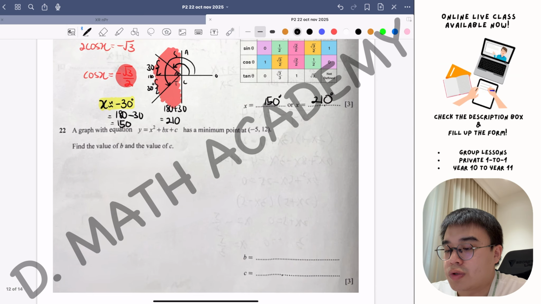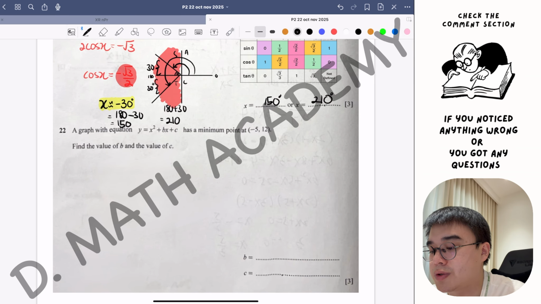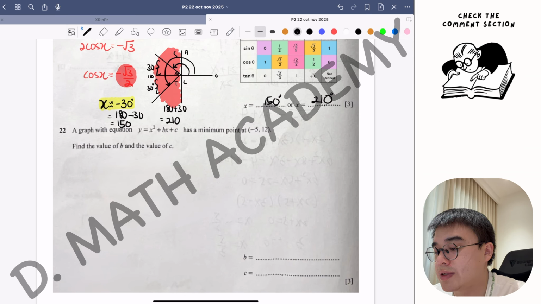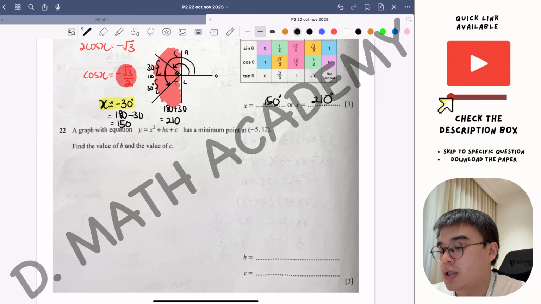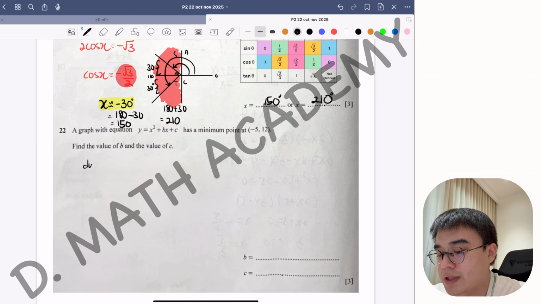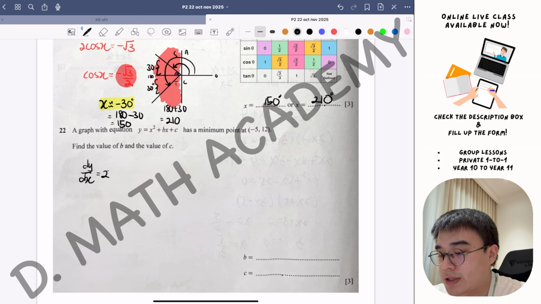Question 22, they told us that it has a minimum point. So minimum point is actually a reminder to you that we are dealing with dy/dx, I think. So if I were to find my dy/dx of this question, I get 2x plus b.